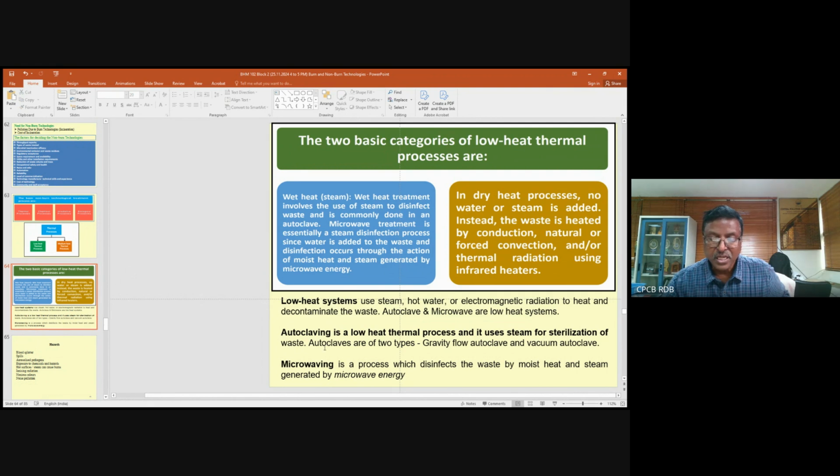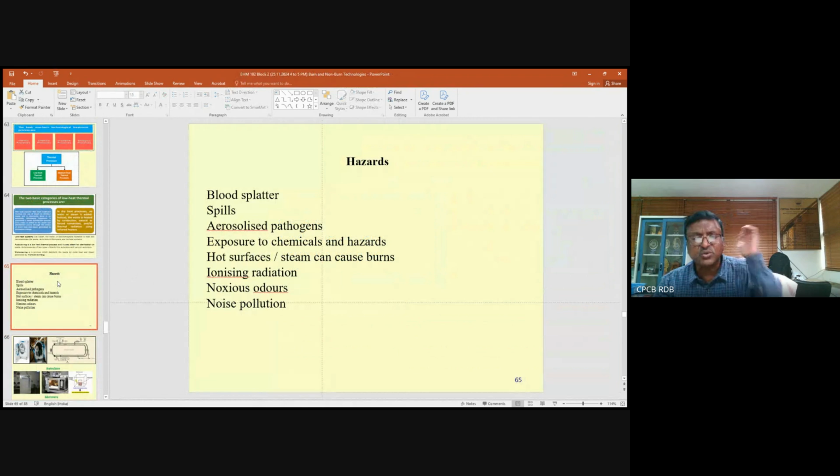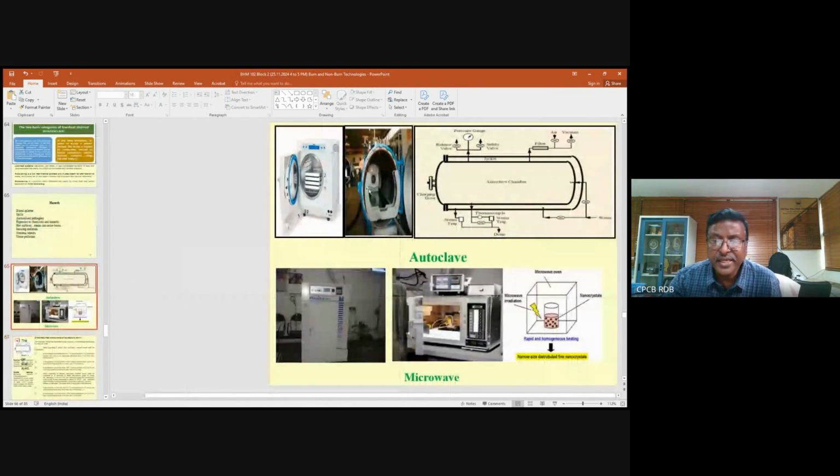We already heard about it. In autoclave, there are 2 types: gravity flow autoclave and vacuum autoclave. Similarly, where microwave energy is used as the heating medium, the microwave is also one of the low heat systems used to disinfect the waste, where we don't use any steam; microwave is used as the heating energy source, whereas in autoclave we use heat or steam as the heating agent.